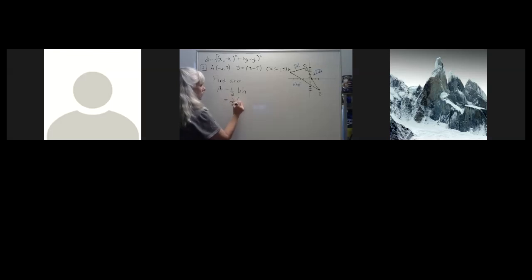So we have 1/2 times the square root of 29. We'll use that as our base. Times 2 times the square root of 29 is our height. Well, that's a nice number. So what's going to happen here is the 1/2 and the 2 are going to cancel. You end up with the square root of 29 times the square root of 29. Well, that's the square root of 29 squared, which is just 29.